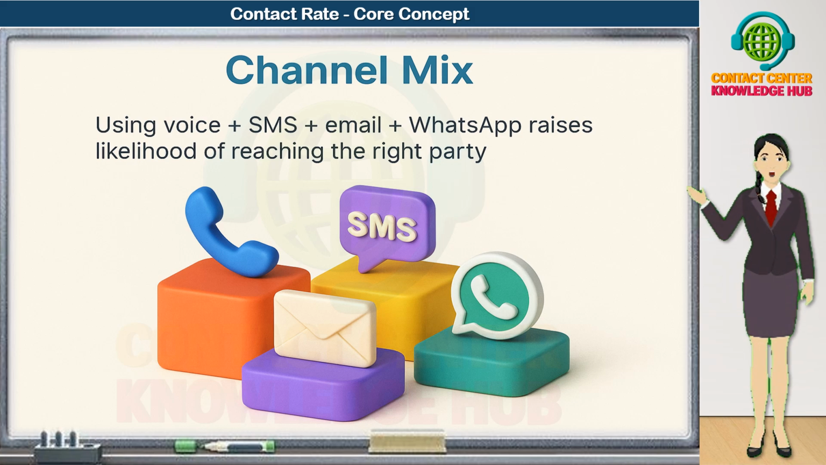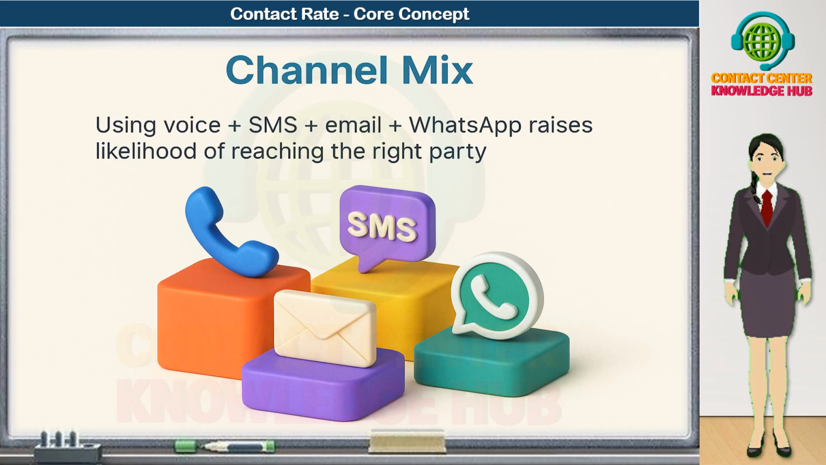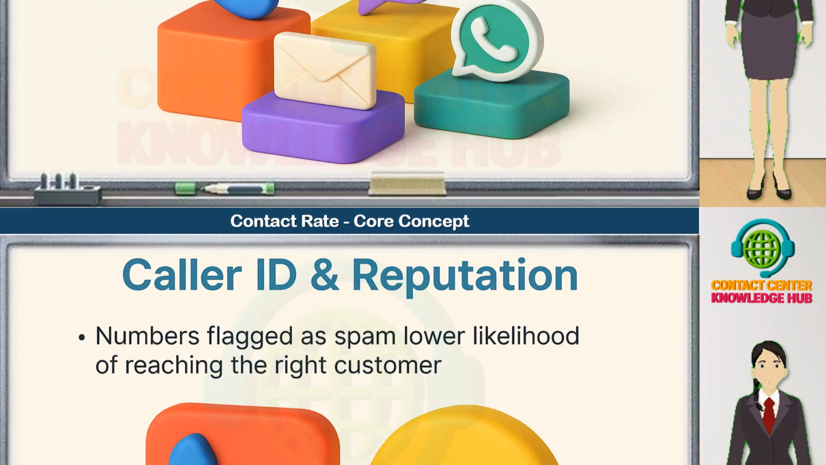For example, sending a short SMS or WhatsApp message before a call can prepare the customer and improve answer rate. The key is integration, ensuring all channels work together with consistent messaging, timing, and tracking. When your voice, SMS, email, and WhatsApp outreach are aligned, your contact rate climbs, your connection quality improves, and your overall engagement becomes far more effective.